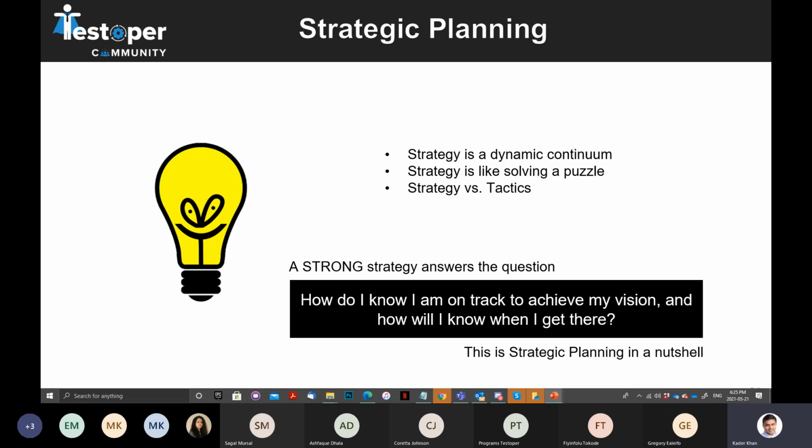It's the same thing I told you before in fancier words, right? How do I know I am on track to achieve my vision? And how will I know when I get there? If it answers this question, that's what strategic planning is all about in a nutshell.